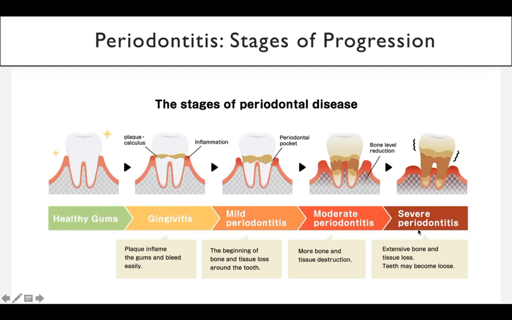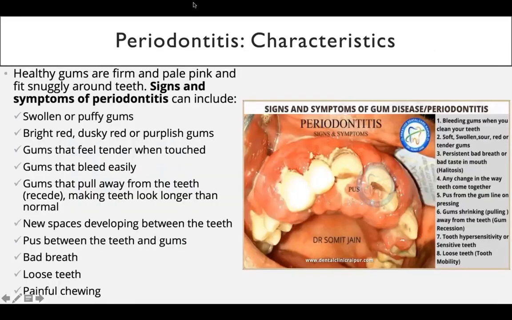So we start our lecture from here. Okay, still 29 students. So what are the characteristics of periodontitis? Healthy gums are firm and pale pink and fit snugly around the teeth. So they fit very tightly and very easily, so that we have no gaps between the tissue and the teeth.